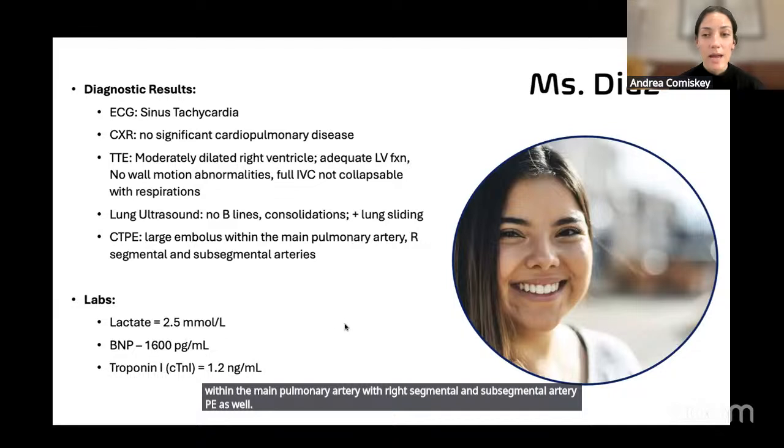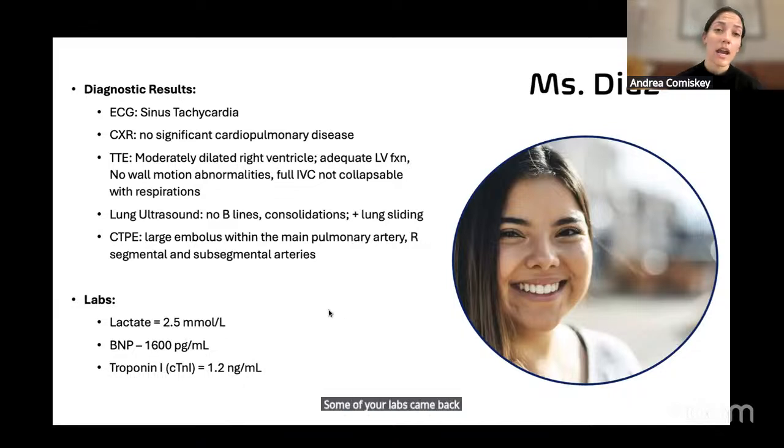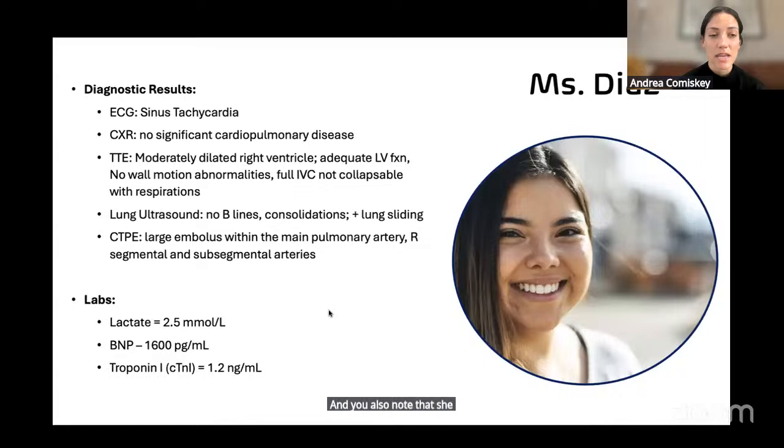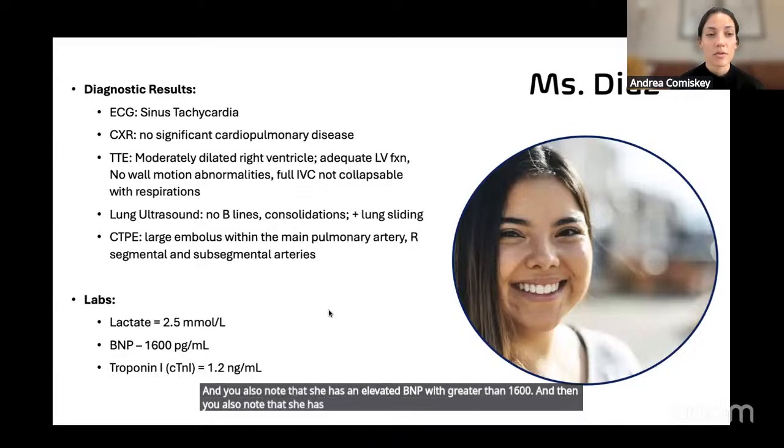Some of your labs came back significant for a lactate of 2.5, showing signs of hypoperfusion. And you also note that she has an elevated BNP, greater than 1600. And then you also note that she has a troponin leak to 1.2, showing that there is some destruction of the myocardium as well as some stretch of the myocardium, causing that BNP elevation.